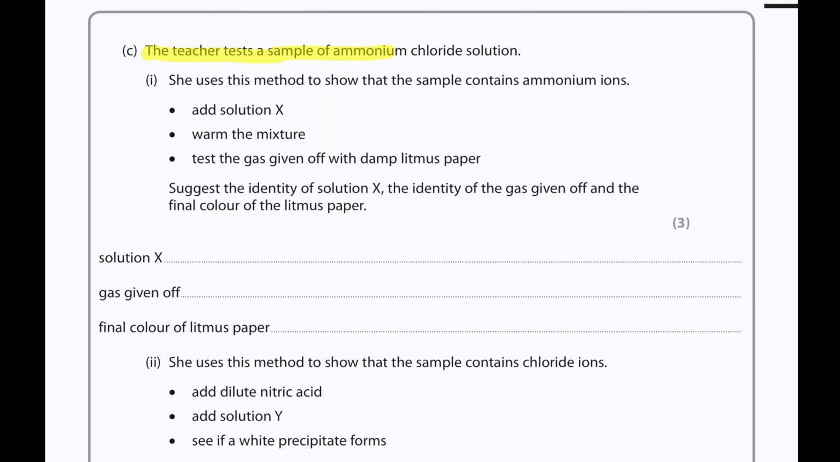The teacher tests a sample of ammonium chloride solution. She uses this method to show the sample contains ammonium ions: add solution X, warm the mixture, test the gas given off with a damp litmus paper. Suggest the identity of the solution X, the identity of the gas given off, and the final color of the litmus paper. Since we have an ammonium salt, we can use sodium hydroxide, and the gas that will be given off will be ammonia. The final color of the litmus paper will be blue. So we must take a red litmus paper, which will then turn blue.